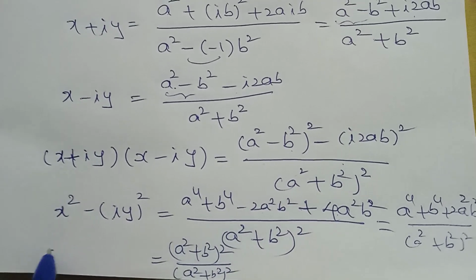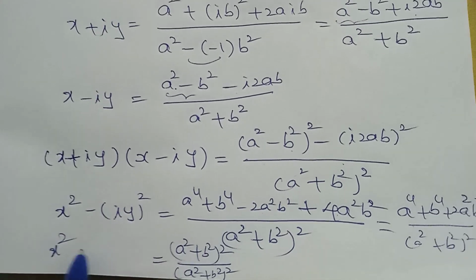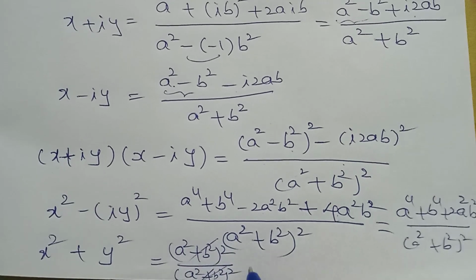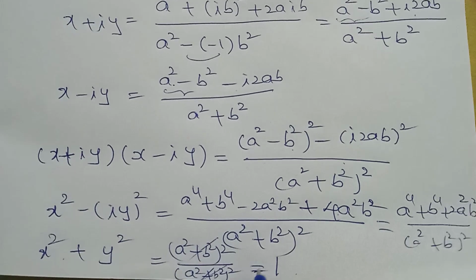Here LHS x square minus i square y square, i square value is minus 1, minus into minus plus, y square. Here numerator and denominator will be getting cancelled. The value becomes 1. Therefore x square plus y square is equal to 1.